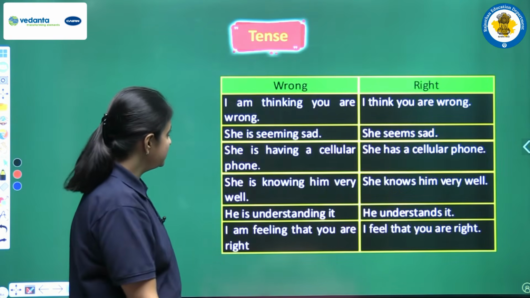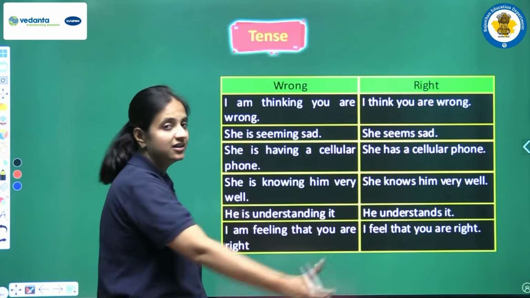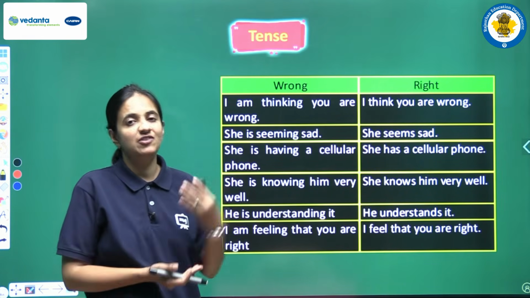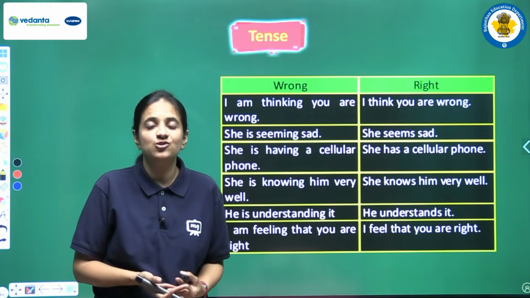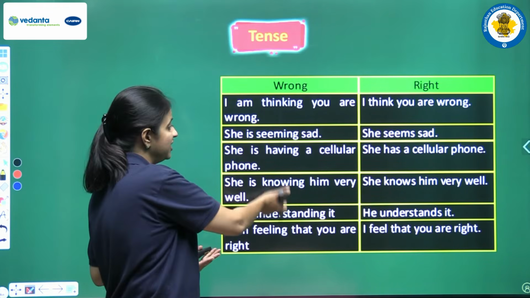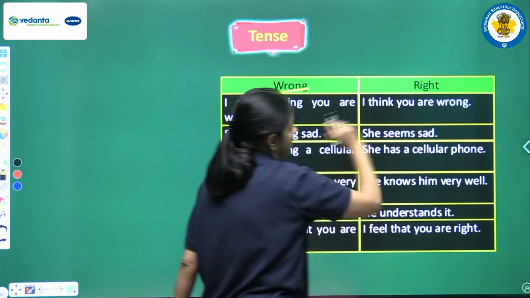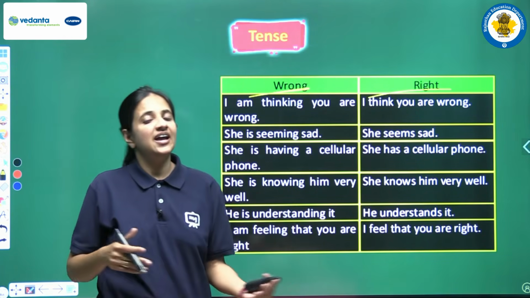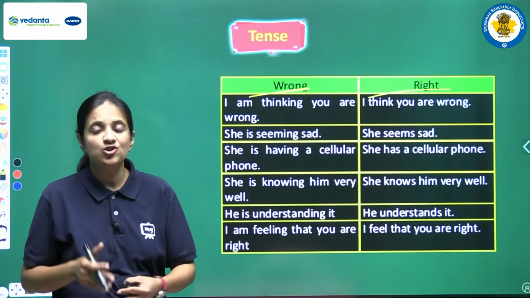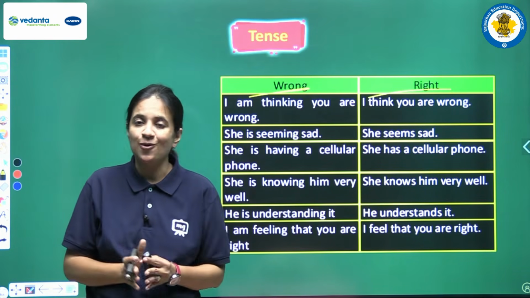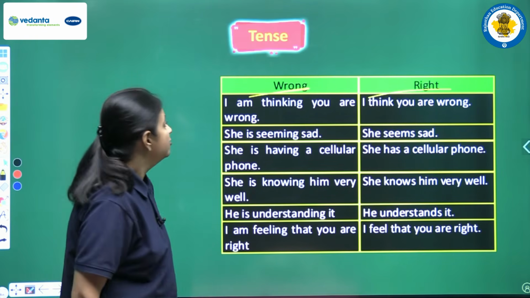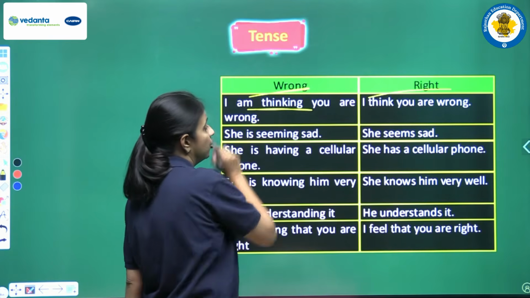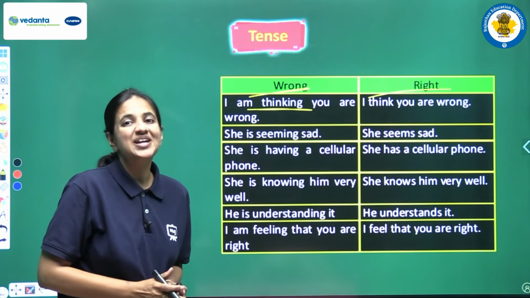Okay, so next again we are having one table here, and one more time we can revise all these things, and we can try to understand what it means, how writing it a certain way will be wrong and what the right structure can be. Okay, so what can be the right answer, and what answer might we write that could be wrong if we wrote it in continuous form? So let's see. First sentence is I am thinking, you are wrong. So thinking is a word that we do not write in continuous tense.